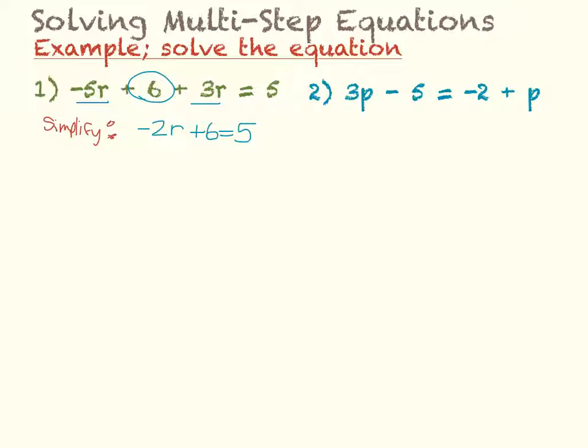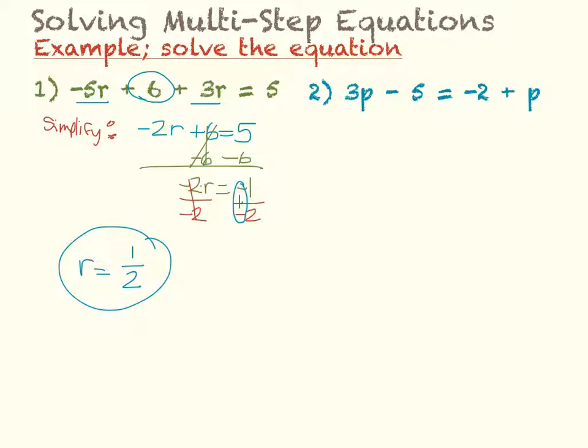So my first step is to get rid of the plus 6, so I subtract 6 from both sides, leaving me with negative 2r equals 5 minus 6, which is a negative 1. And finally, to get rid of negative 2 times r, I've got to divide by negative 2, divide by negative 2. So my final answer is r equals, double negative turns to a positive, 1 over 2, 1/2. And that's your final answer.